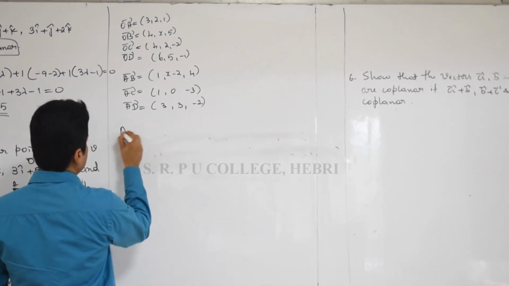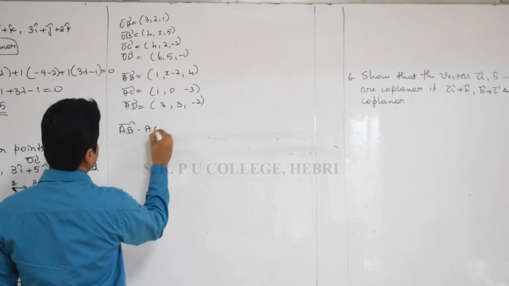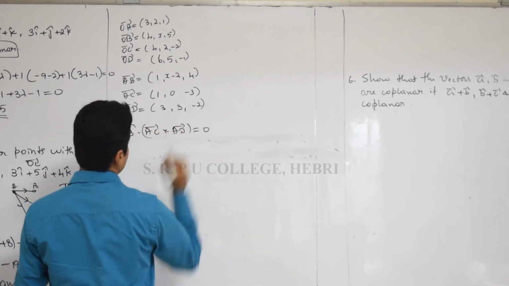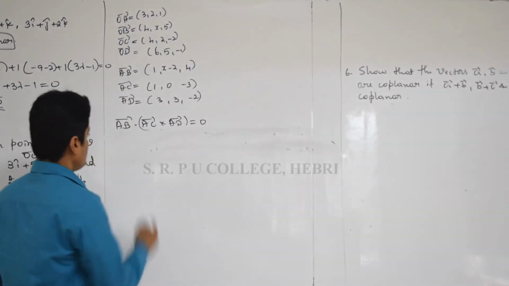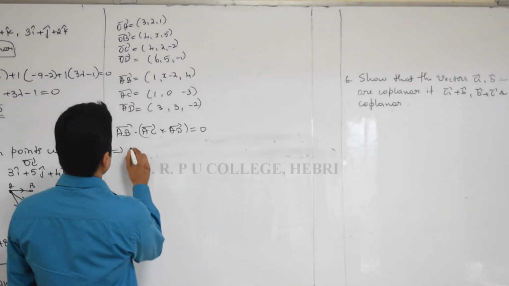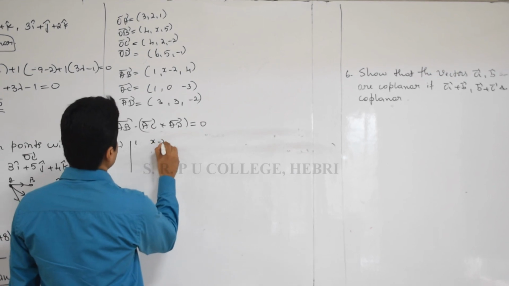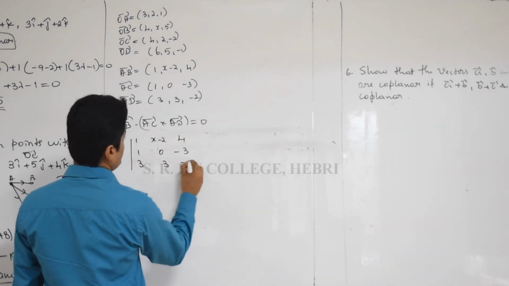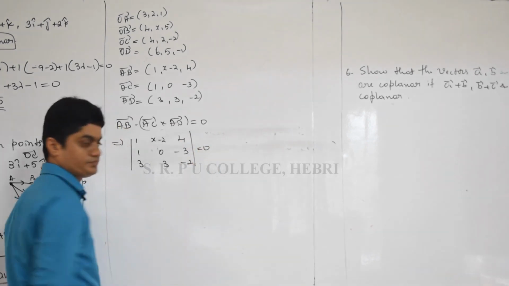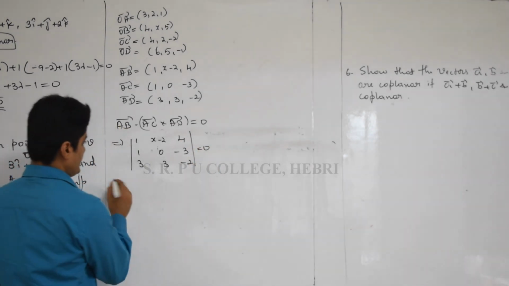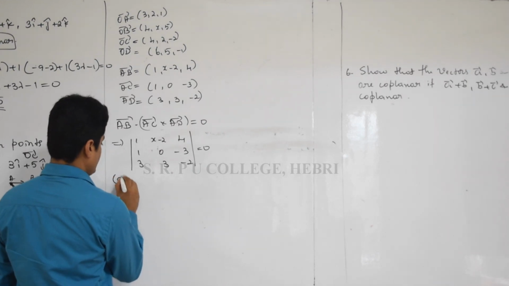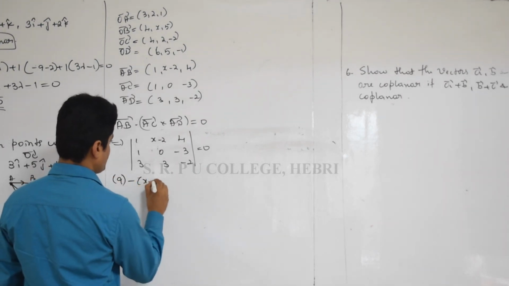The scalar triple product must be 0 because it is given that they are coplanar. It is given that they are coplanar, so it should be equal to 0. So this implies the determinant 1, x minus 2, 4; 1, 0, -3; 3, 3, -2 is equal to 0. Correct? So expand. 1 into 0 plus 9, minus of x minus 2.